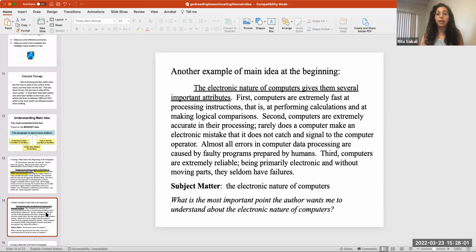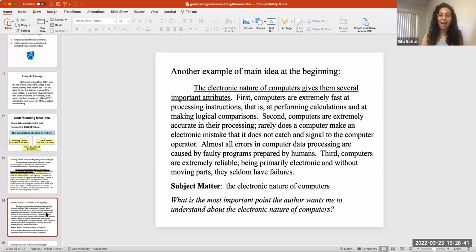All right. So the electronic nature of computers gives them several important attributes. First, computers are extremely fast in processing instructions. That is, at performing calculations and at making logical comparisons. Second, computers are extremely accurate in their processing. Rarely does a computer make an electronic mistake that does not catch the signal to the computer operator. Almost all errors in computer data processing are caused by faulty programs prepared by humans. Third, computers are extremely reliable, being primarily electronic and without moving parts.